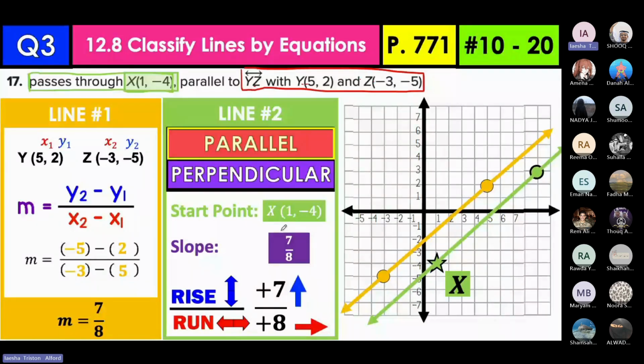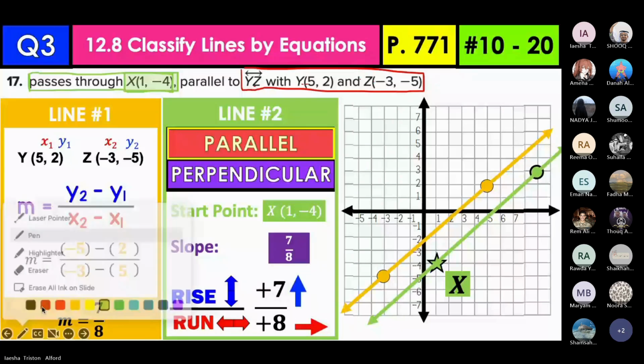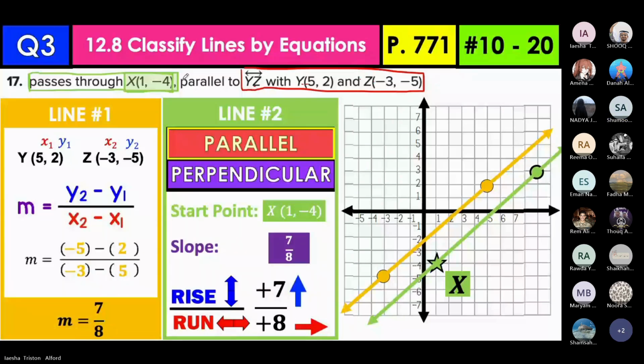Anybody want to ask me a question about number 17 yet? Miss, how I know it's parallel? In the question, right, parallel or perpendicular? It says here in the question, parallel. Okay, Miss, thank you. Anybody else yet? No, miss. Okay, so try it again.